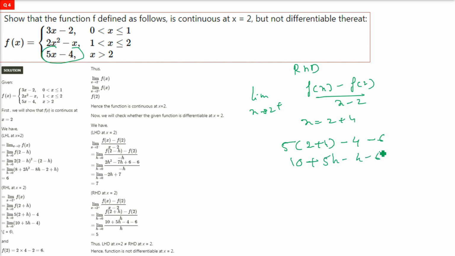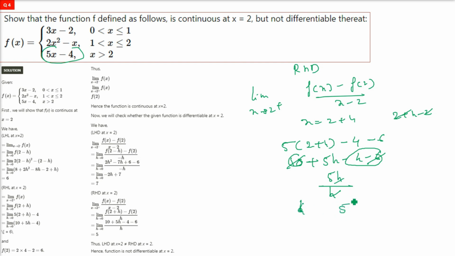So minus 4 minus 6 is negative 10. Negative 10, 10 cancels, you have 5h. And in the denominator, what do you get? x you have to replace by 2 plus h. So 2 plus h minus 2, this 2 gets cancelled, h gets cancelled, you have a 5. So you don't have to apply the limit because it is a constant.